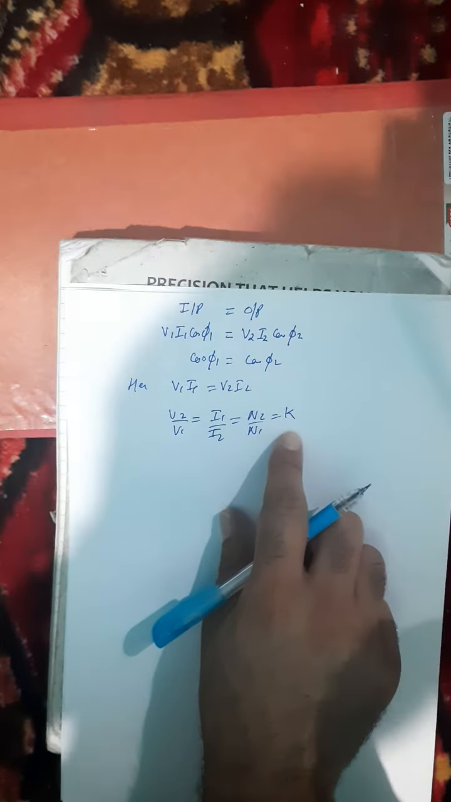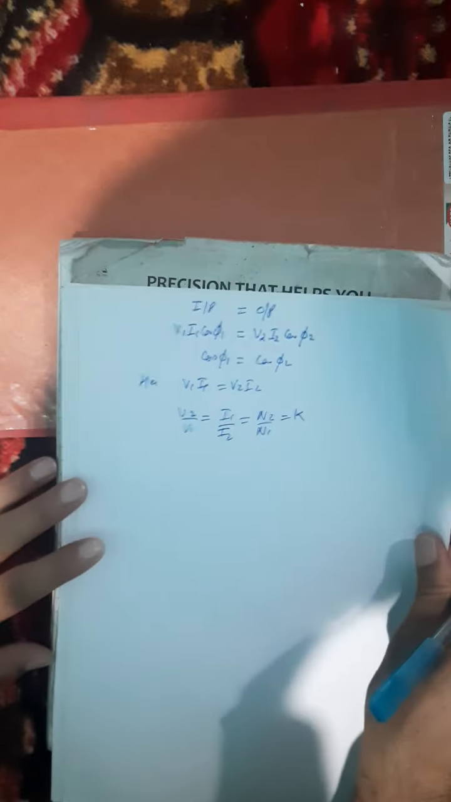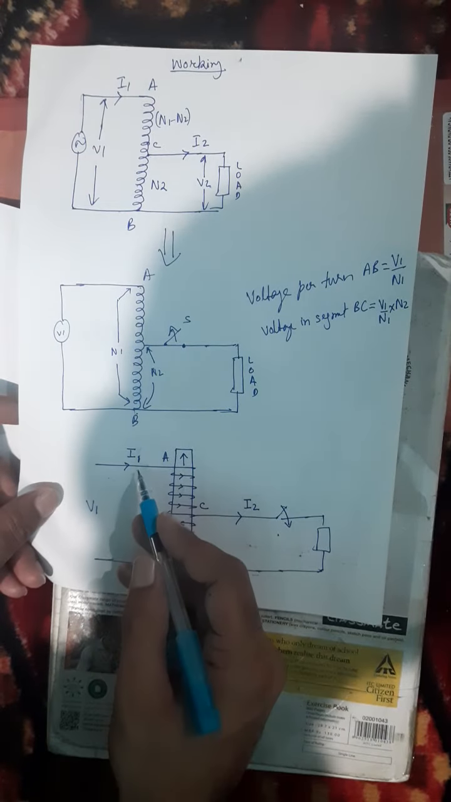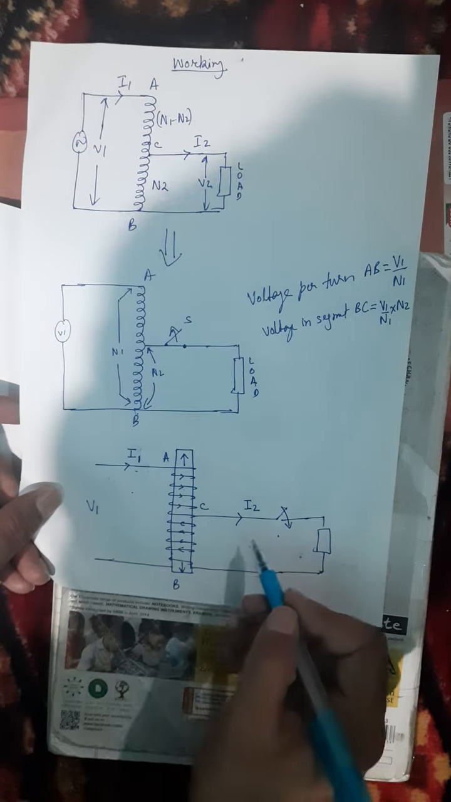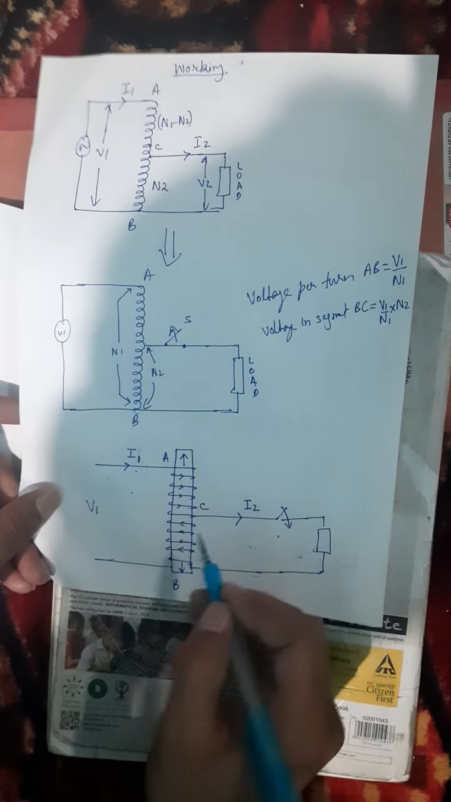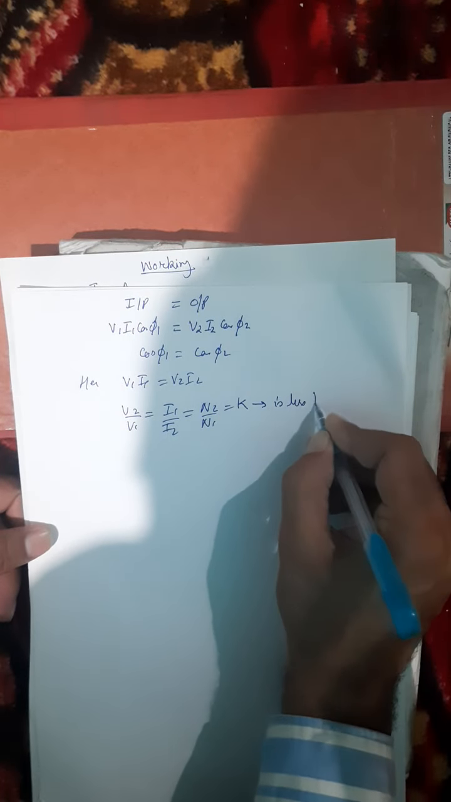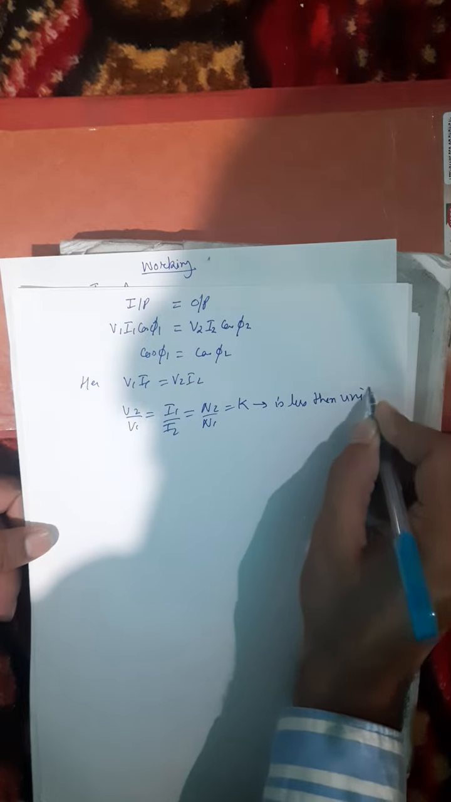In this circuit, which I have drawn here, the secondary turns are lesser than the primary turns, so N2 is less than N1, and K will be less than unity. For a step down transformer, K is less than unity. Got it?